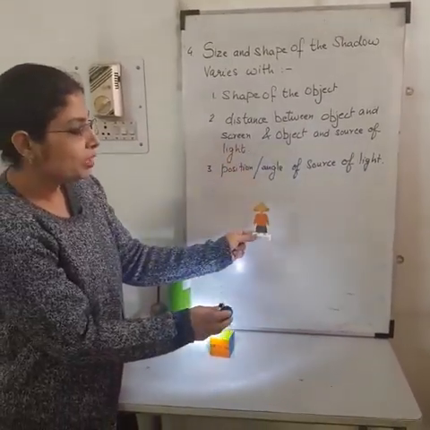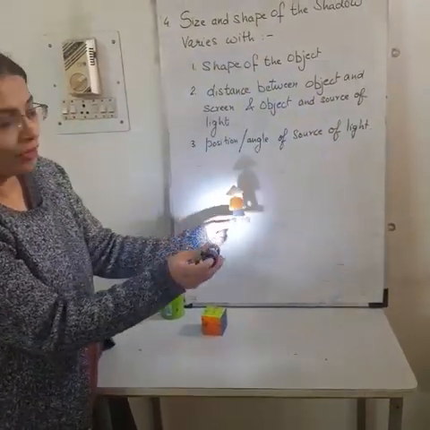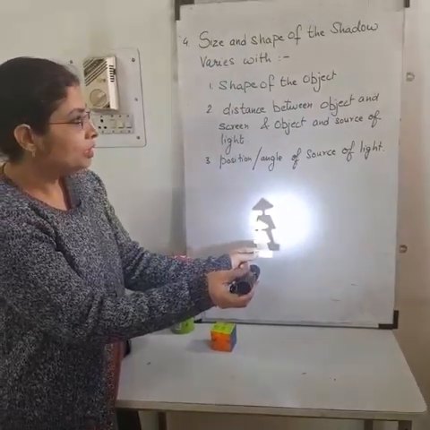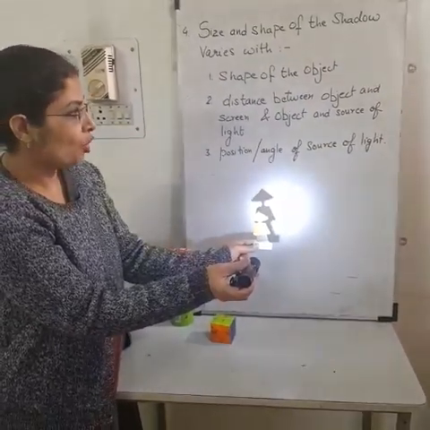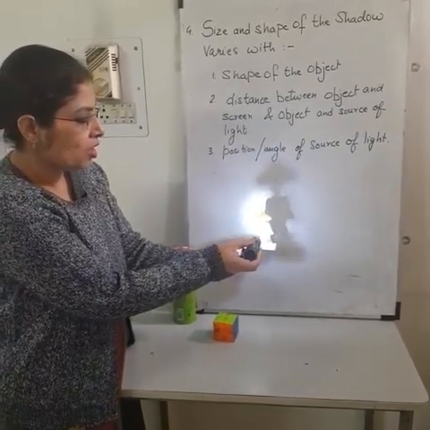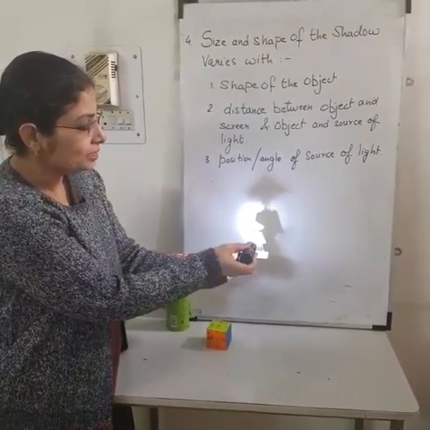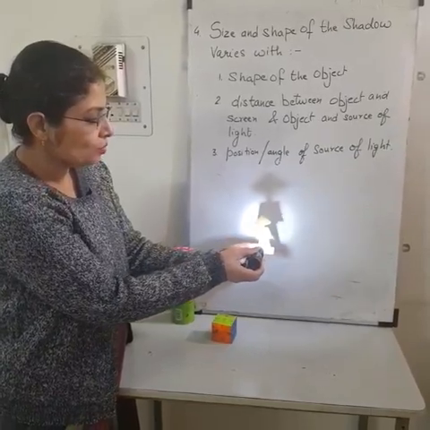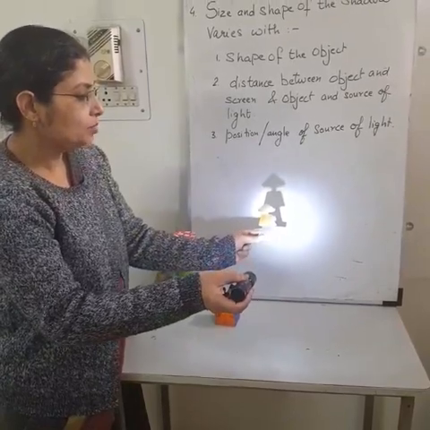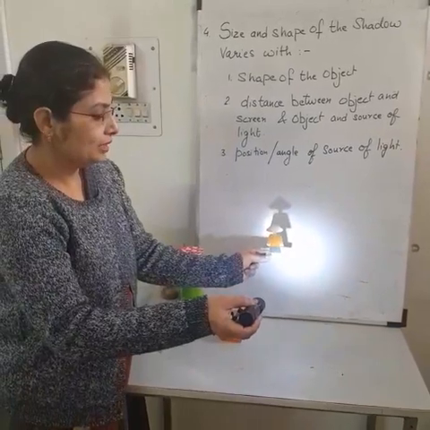Now I am going to keep my object stationary and I will increase and decrease the distance of the source of light. See, now I am having here my source of light. I am going to decrease the distance between the object and the source of light. When I bring the source of light nearer to the object, you can see that the size of the shadow is increasing. But as it goes away from the object, you can see that the size of the shadow is decreasing.